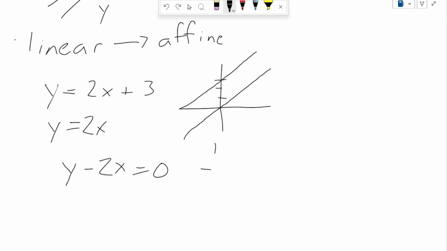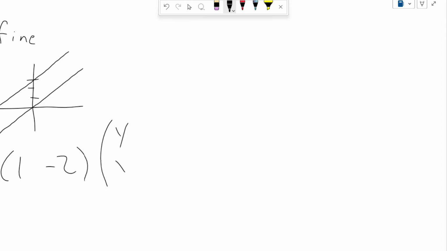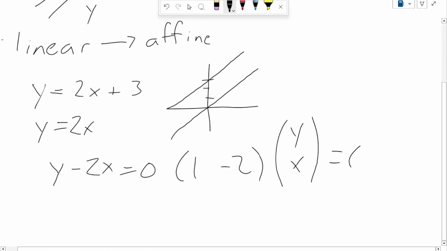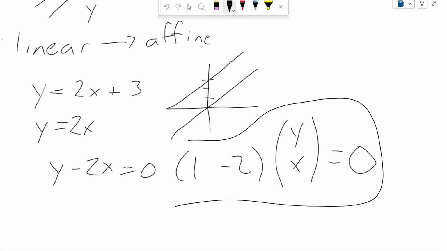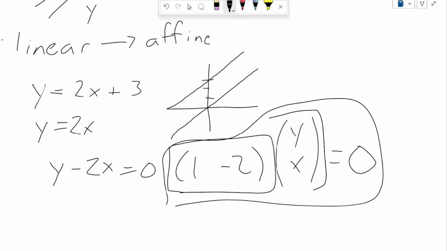Oh, sorry, no, that's incorrect. It's 1, negative 2, times (y, x) equals 0, right? And this is the null space equations that we talked about. We have a matrix, in this case it's this row 1, negative 2, and it's multiplying by this vector (y, x), and we're setting that equal to 0 and solving that. And as we discussed, the null space is going to be a subspace of your ambient space, in this case R2. Are there any questions about this so far?